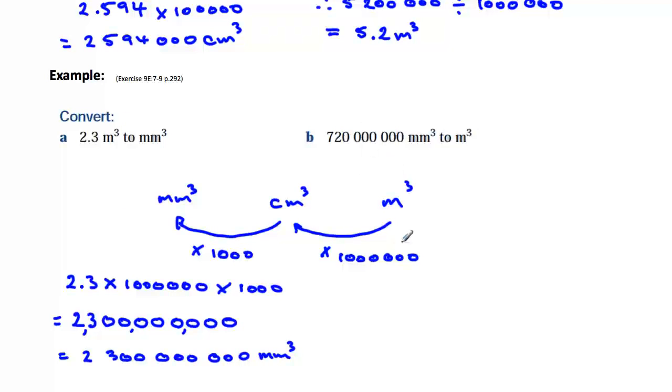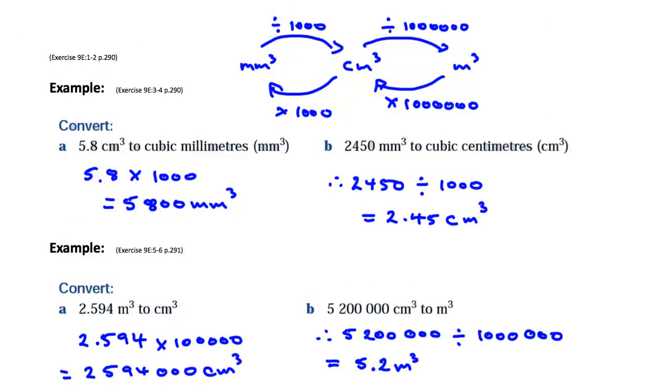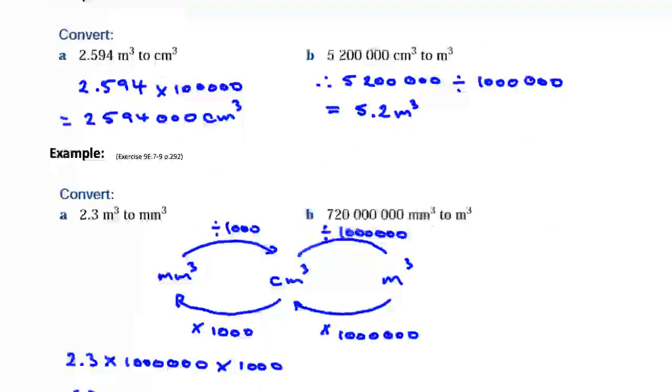What about this one here, going the other way? Well, remember, going this way, we divide by 1,000, and here we divide by 1,000,000. Let's double check that. We've got it right up here. There it is, 1,000 and 1,000,000. That's right, so we've done it correctly.